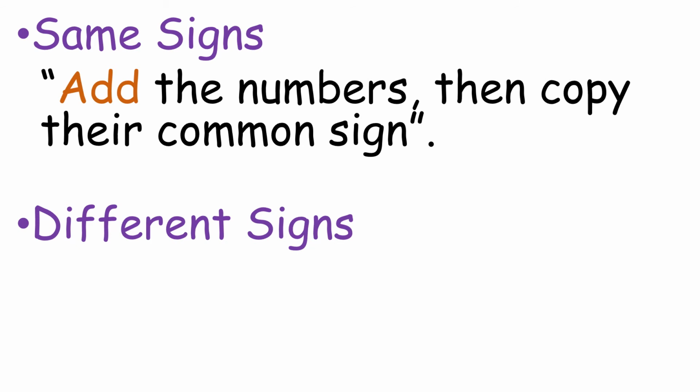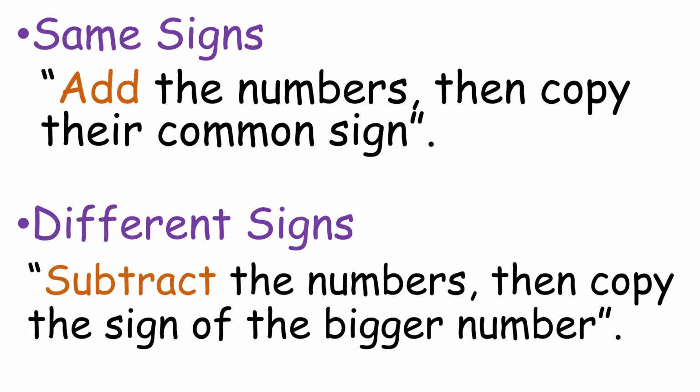Then for different signs, what you're going to do is to subtract the numbers. That means you subtract the numbers and just ignore the signs. Just subtract the bigger number by the smaller number. Then you copy the sign of the bigger number. So let me show you the process using the previous examples.